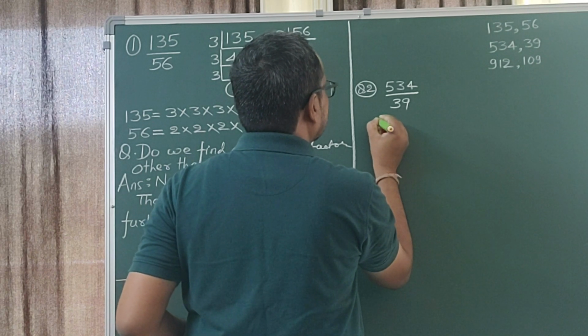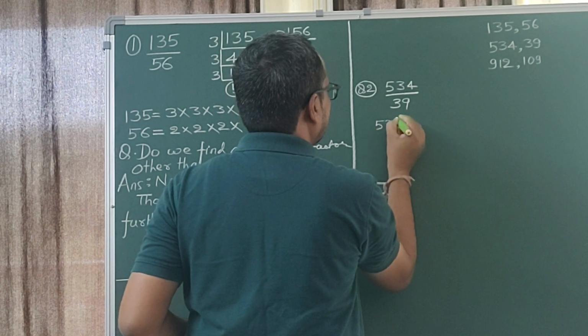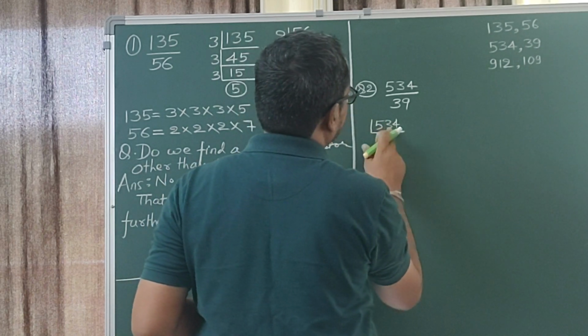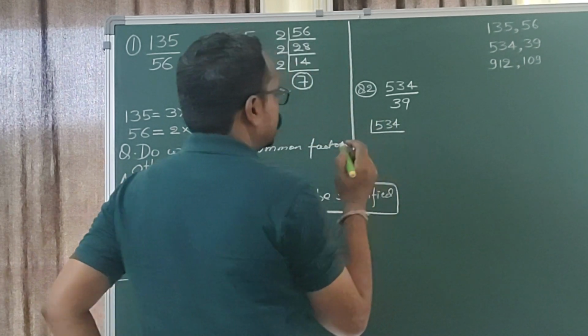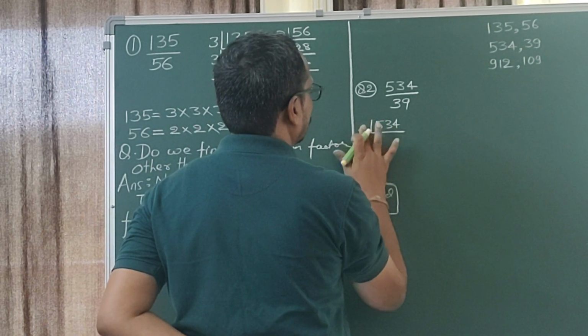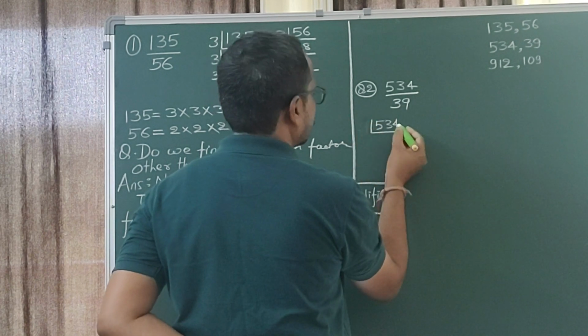So we can say that 534, the sum of the digits is 5 plus 3 is 8, 8 plus 4 is 12. So it is divisible by 3. No. You should try it with 2 first because it is an even number.